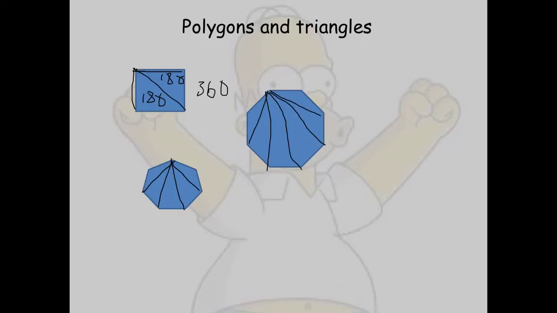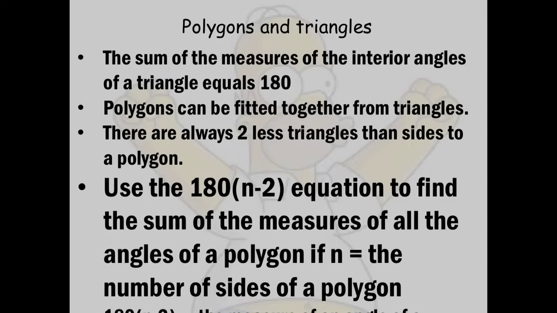So if we want to find the sum of all the angles in this polygon, we just need to remember that for every triangle we have 180 degrees, and we can figure out the number of triangles within the polygons. Alright, and then of course here we go, that easy to find formula.